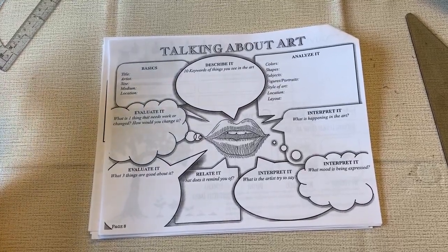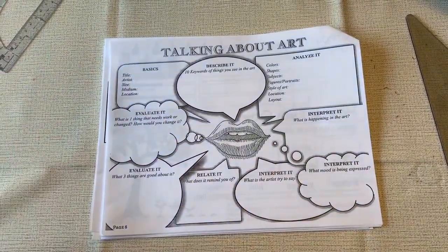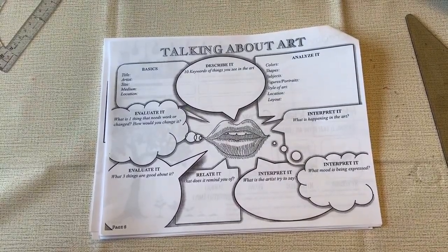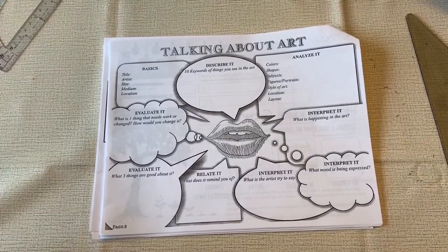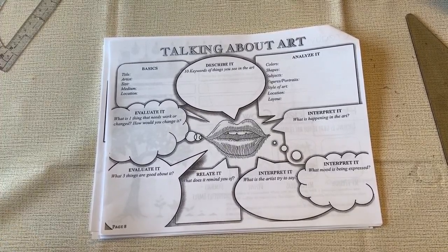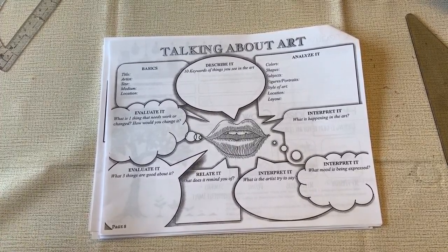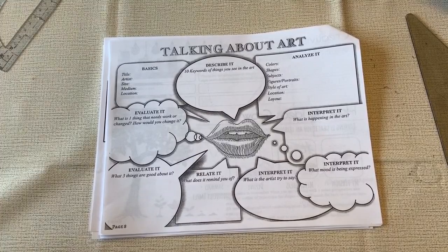All right, so our next page in our workbook, it's on page 8. We're going to be talking about art. One of the things that visual communicators can do is talk about art, instead of just looking at it and saying, hey, I like it. Well, you need to back it up.